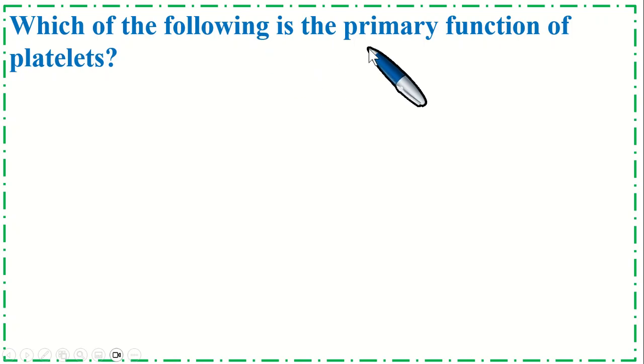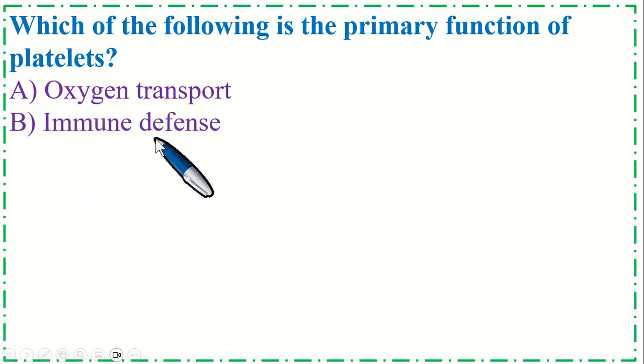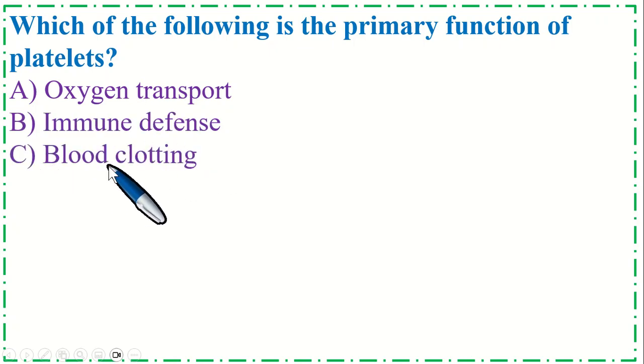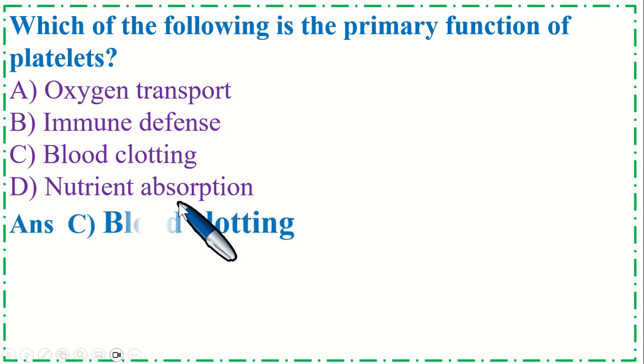Which of the following is the primary function of platelets? Option A, oxygen transport. B, immune defense. C, blood clotting. And option D, nutrients absorption. So the correct option is C, blood clotting.